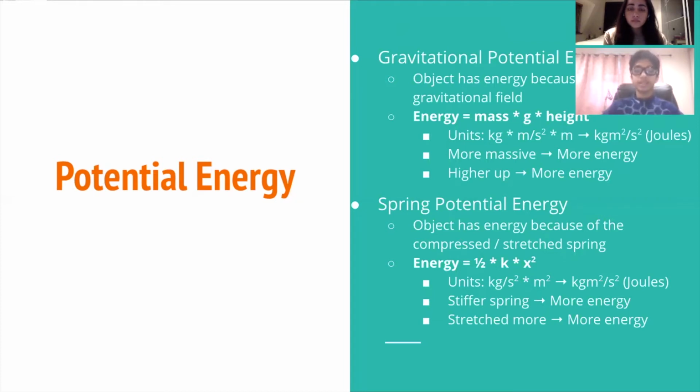The other type of energy is spring potential energy. So let's say you have a block or some object attached to a spring, and then you compress or stretch the spring. Well, you know that the spring wants to go back to its original position, and so there's some energy that's stored up there.